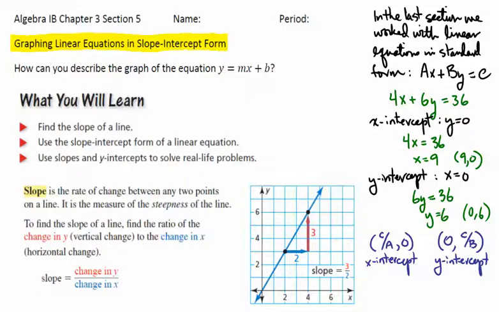So if we were asked to describe the graph of the equation ax plus by is equal to c, we could simply say that it is the straight line that passes through the points c over a, comma 0, and 0, comma c over b. That's how we would describe that line. In the case of our specific example, it would be 36 divided by 4, or 9, comma 0, and 36 divided by 6, or 6, and that would be 0, comma 6. So it would be the straight line that passes through those points.